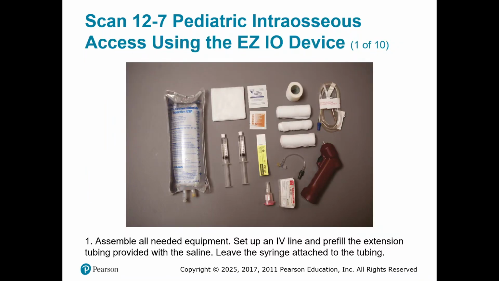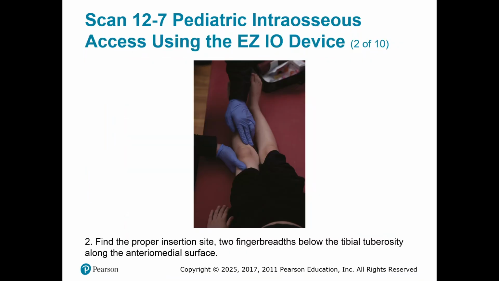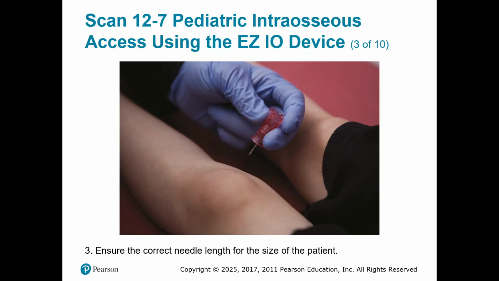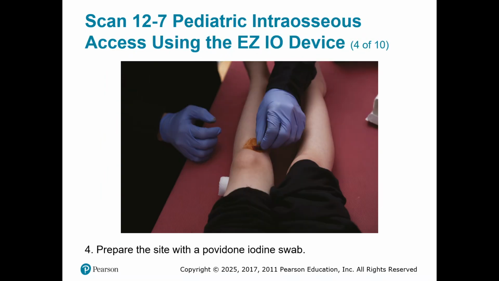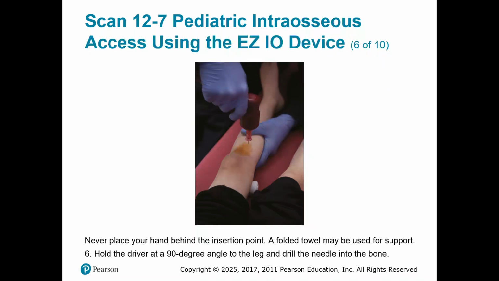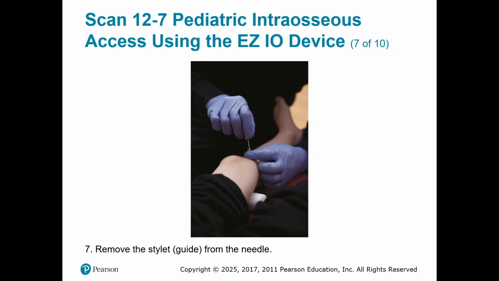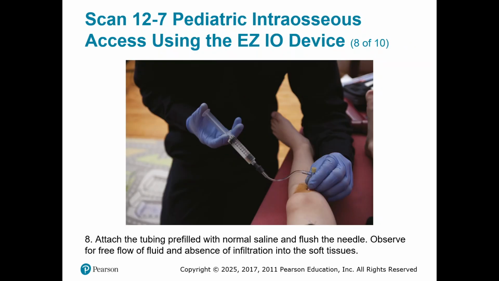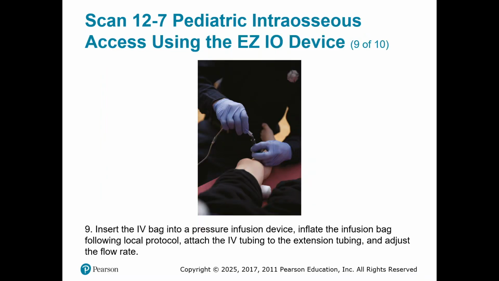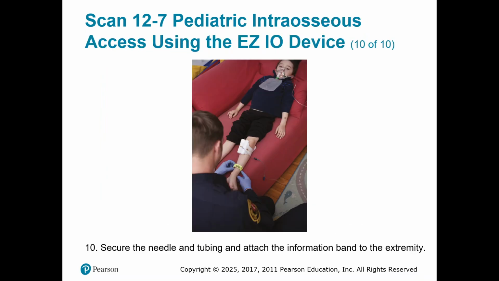Here's all the equipment you'll need. We'll cover it in lab. All right, you want to find the proper site. Make sure you got the correct needle. Clean it. Put it on your IO gun. Drill it. We're going to cover it in lab, so don't worry. You're going to retract your needle. You want to observe for free flow of fluid and absence of infiltration to the tissue. Hook up your IV bag to it. Tag them if you need to. We never do that.